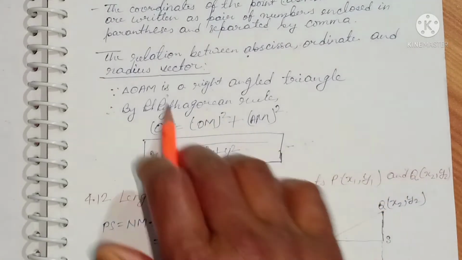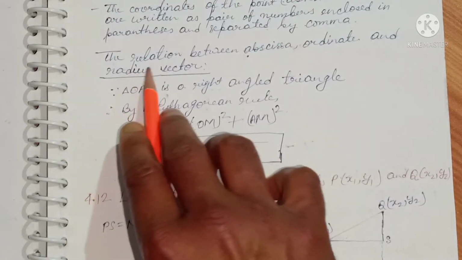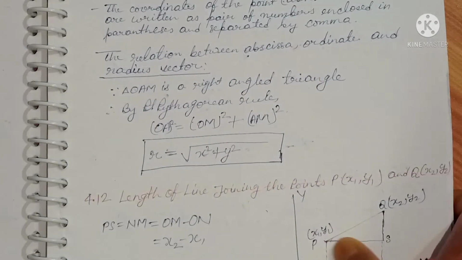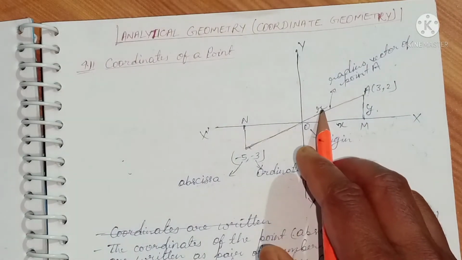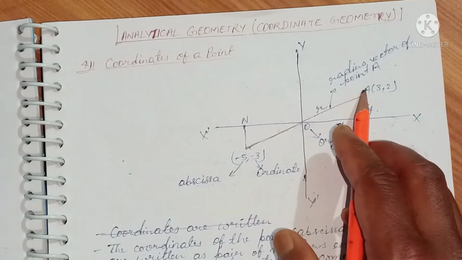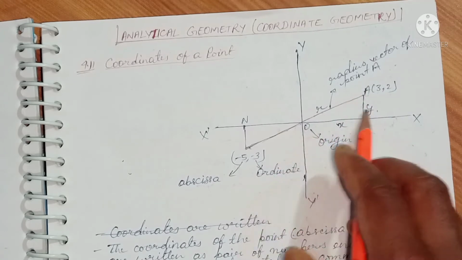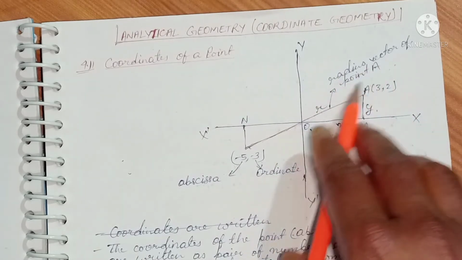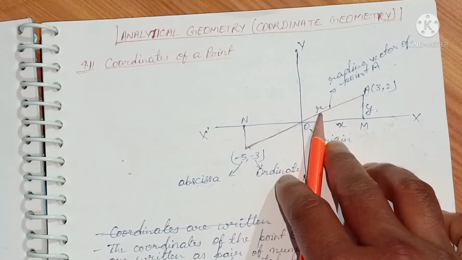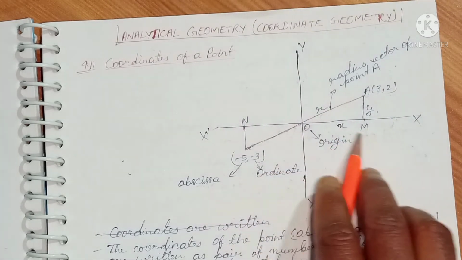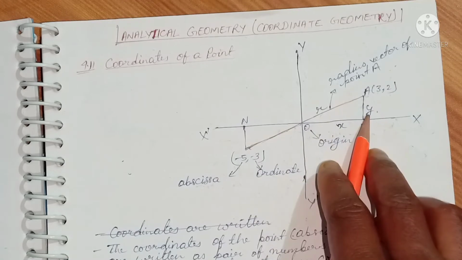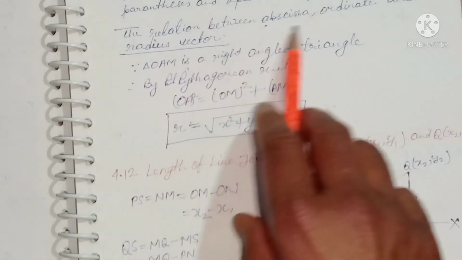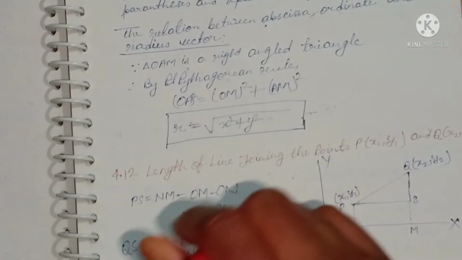Now next we have to see the relation between abscissa, ordinate and radius vector. Here a term is given, radius vector. Now you can see the distance from the origin to the point in the plane, that distance is known as radius vector. So here it is written radius vector of point A, that is represented by R. The horizontal distance we represent by X and the vertical distance we represent by Y.